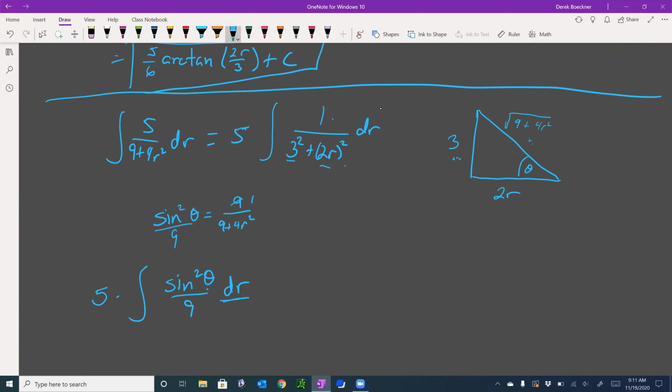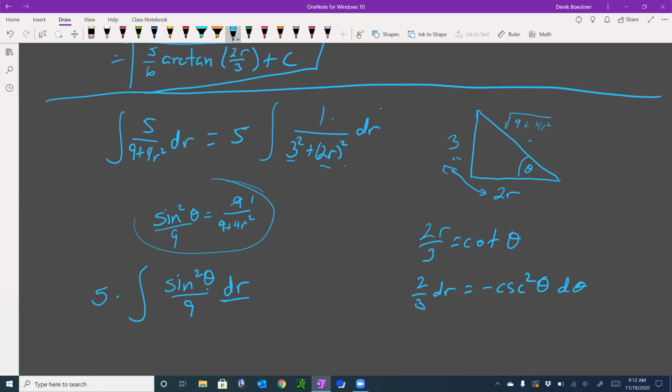I have dr's, but I want things in terms of theta. So how do I get r in terms of theta? Well, I could use this expression and get dr, but there's an easier way to get r by itself over here. And that's this ratio. The adjacent over the hypotenuse would give me 2r over 3 is equal to the cotangent of theta. And then I get 2/3 dr is equal to the minus cosecant squared theta d theta. We okay with that?